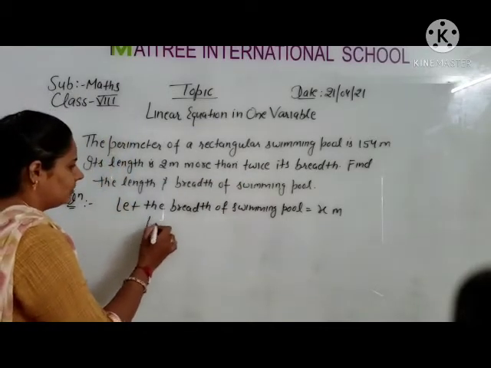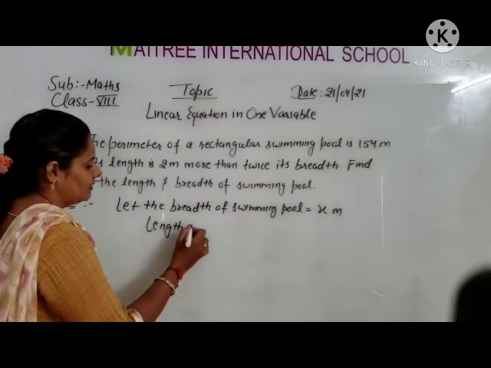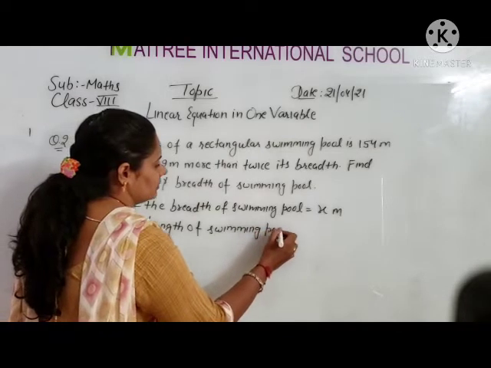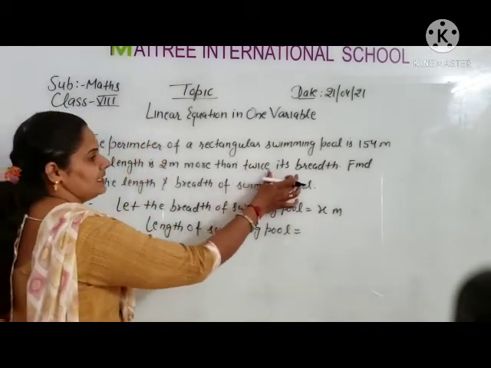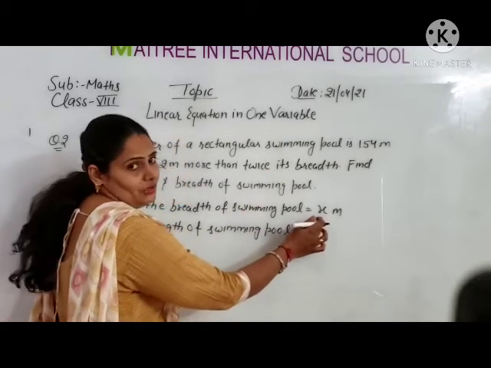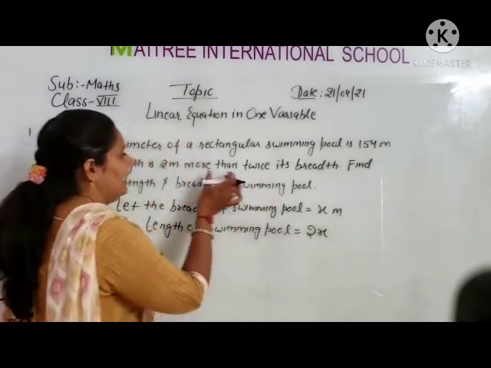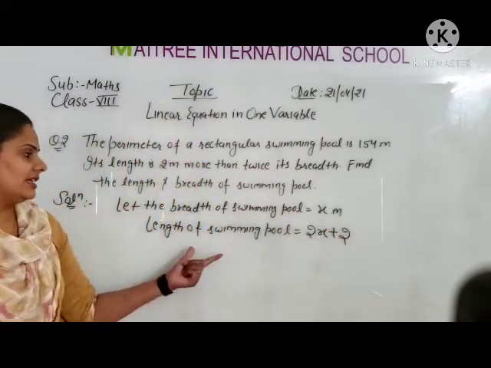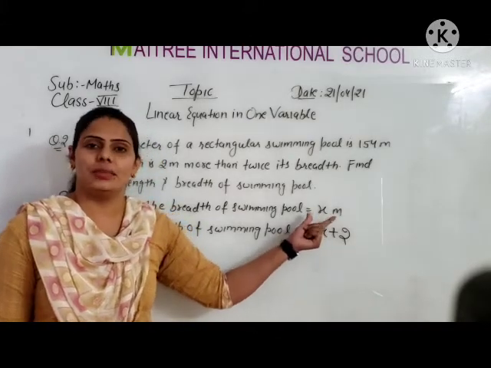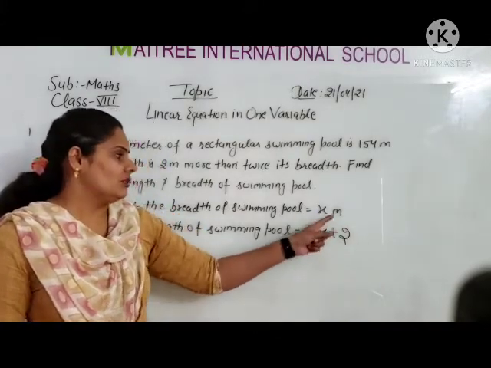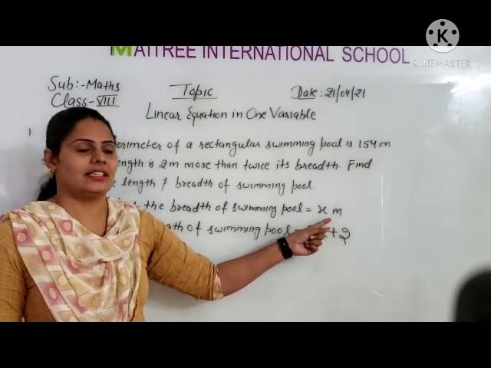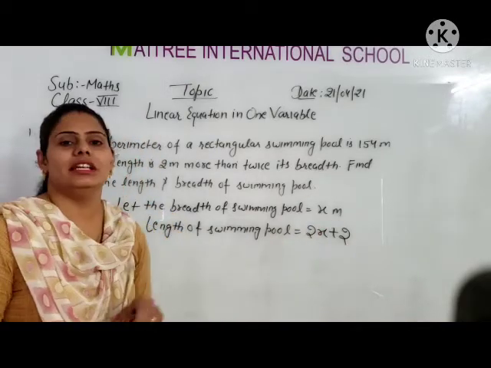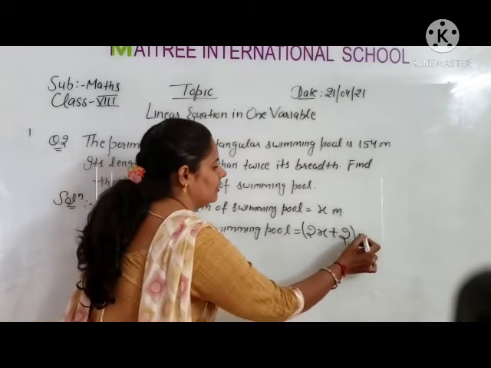So what will be the length of the swimming pool? Length of swimming pool will be equal to twice its breadth. Twice its breadth means you take twice of the breadth, so it is 2x, and 2 more than means plus 2. Breadth is x, so twice of this is 2x, and 2 more than means plus 2. So now you have both the length and breadth, and you can write them in meter.